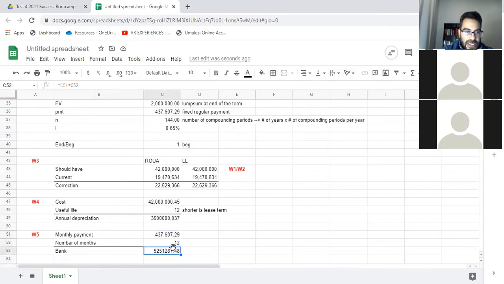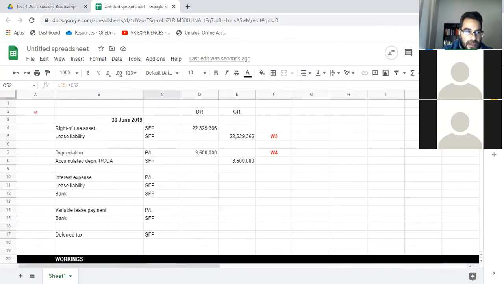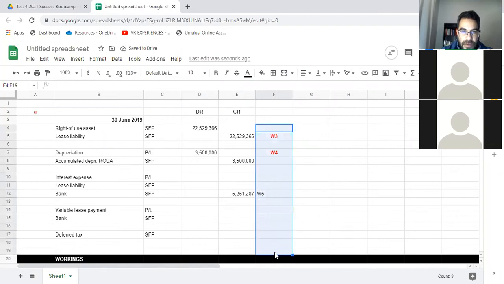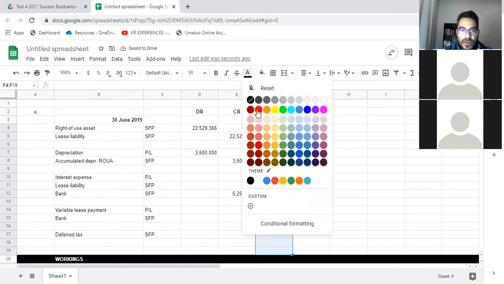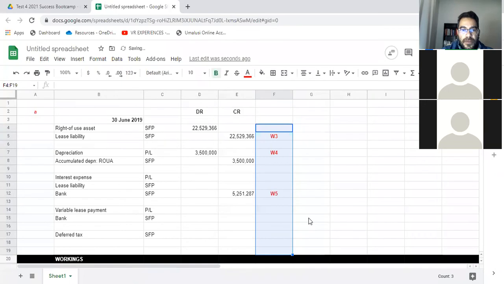Okay, so this here is C53. So here we go, equal to C53, not interest payment, bank, C53. I'm assuming I was working 5. Okay, so there we go.